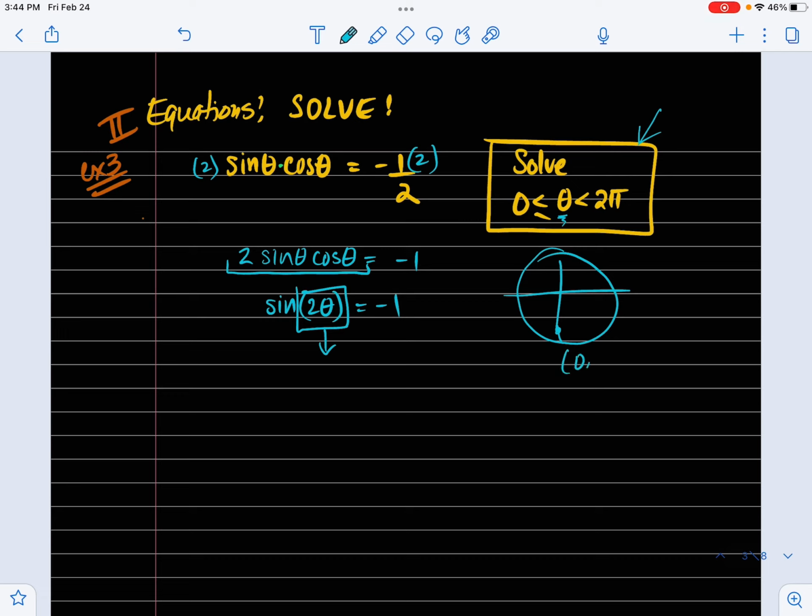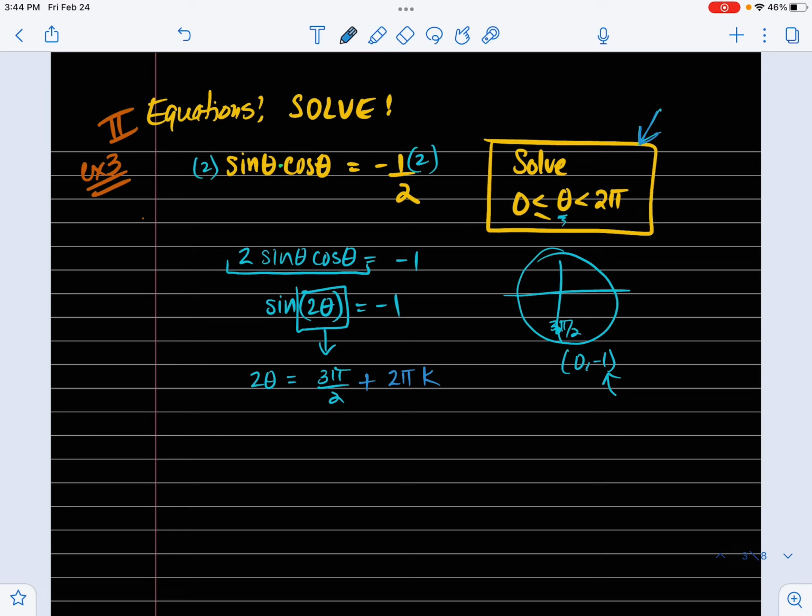Down here, coordinates are 0, -1. So sine is -1 down there, which is 3 pi over 2. So 2 theta must equal 3 pi over 2 to make that possible. Now, just to make sure that I take care of all the answers within that domain, add 2 pi k to it. So we can generate multiple answers.